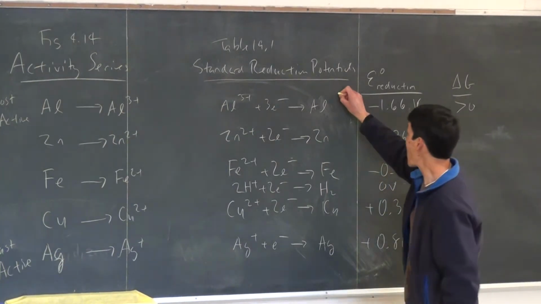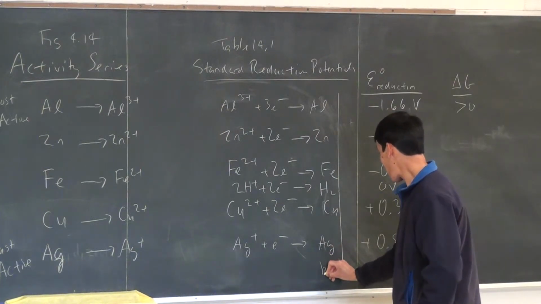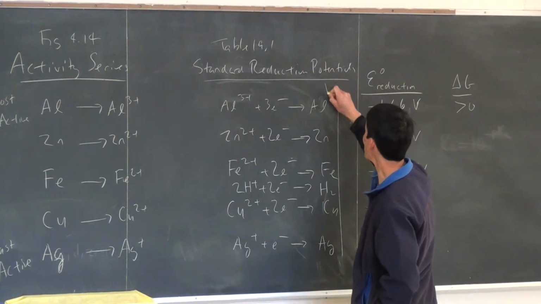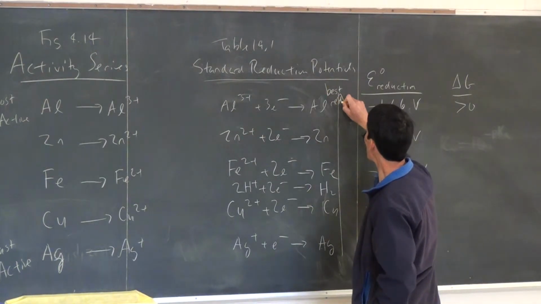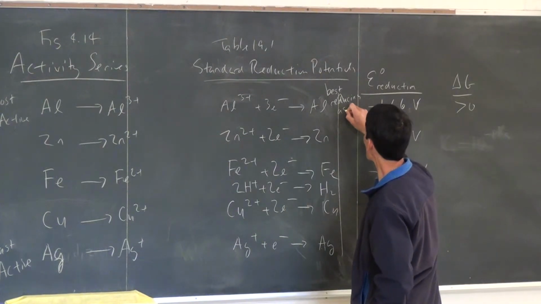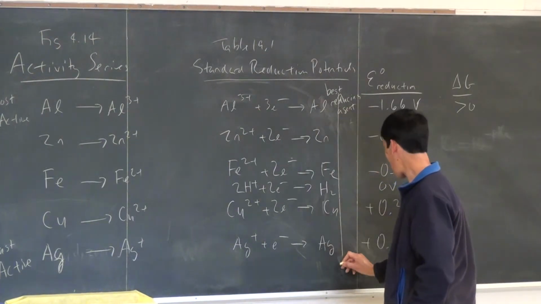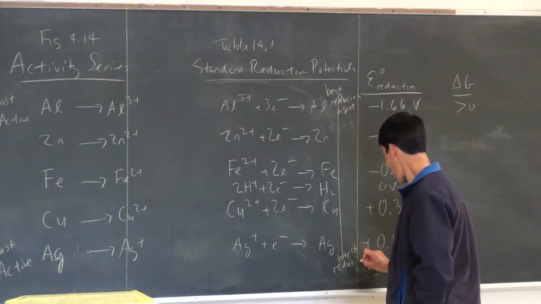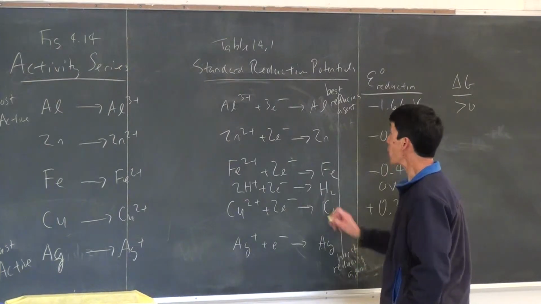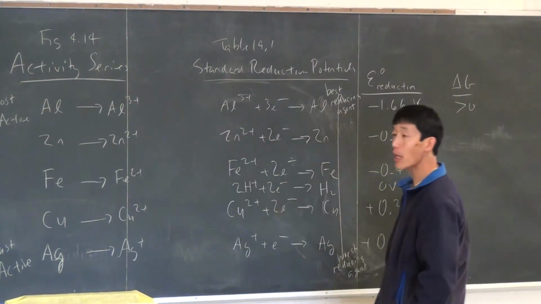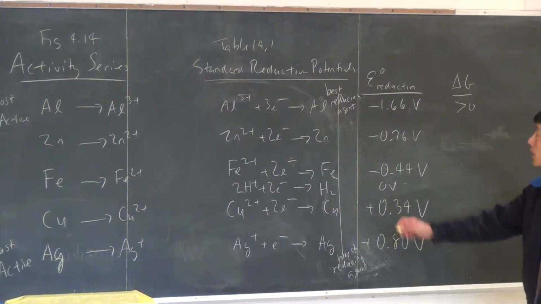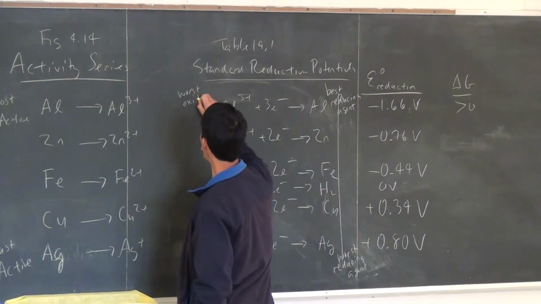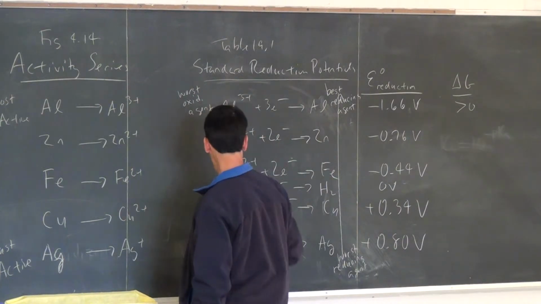So again, for the metals, aluminum is the best reducing agent, or the most active. Silver is the worst reducing agent. And then aluminum 3+, is this going to be the best oxidizing agent or the worst? Worst. Yes, this will be the worst oxidizing agent. And then this is going to be the best.